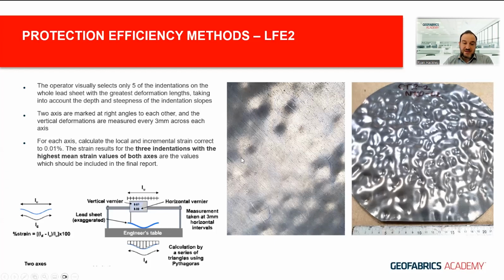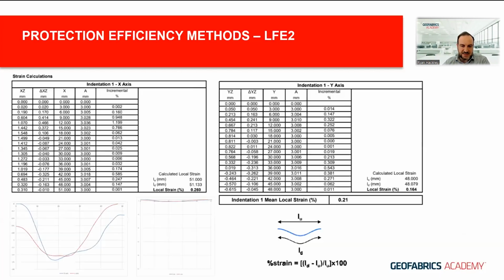So we measure 5 indentations, but it's actually the 3 indentations with the highest mean strain values on both axes that are used as the final strain value. So while we measure 5, we only consider the 3 worst in terms of strain measurement, and what the final mean strain reported is for that particular test.